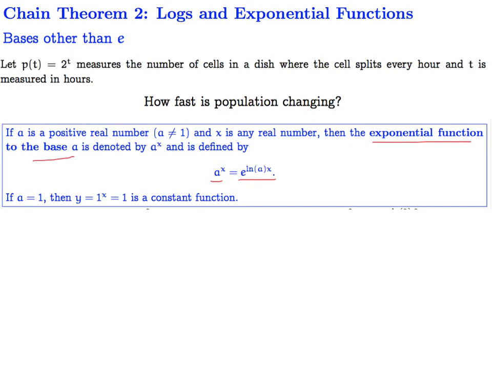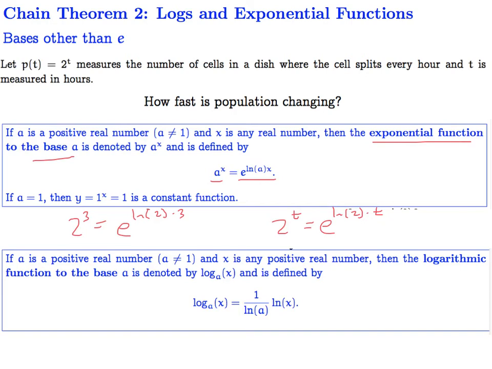But anyways, what does this really mean? What this means is if you write 2 to the third, what you're really saying is e to the natural log of 2 times 3. So this means our function 2 to the t is really e to the natural log of 2 times t. So that's what it really means when you say this, and that's really how we're going to compute them in order to compute the derivatives.